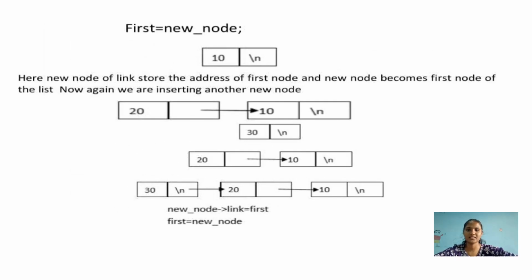Next, here comes the example. Firstly, we need to insert the node 10. Initially, the list is empty, so 10 becomes the first node. Now, we need to insert the node 20. We store the address of 10 in the link part of 20. Then 20 becomes the first node and 10 becomes the next node. Now, we need to insert the node 30. We store the address of 20 in the link part of 30. Now, 30 is inserted before 20.